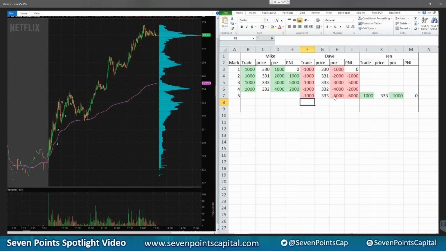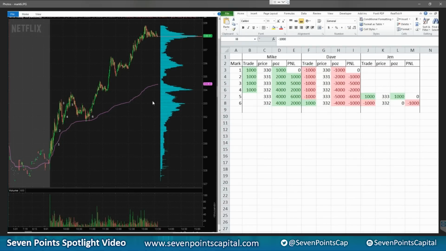So now Dave is short 5,000 shares. He's down $6,000 on his position at 333. And let's go to the next one. Now at spot 6, Netflix pulls back, and Jen is a breakout type of trader. So when she bought it at 333 over here, then when it didn't go up, it pulls back, she gets out. So she wants to sell it at 332, and she loses $1,000 on her trade.